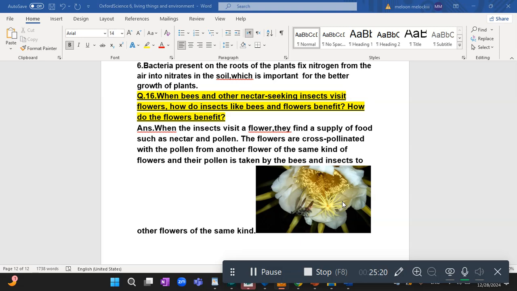Answer. When the insects visit a flower, they find a supply of food such as nectar and pollen. The flowers are cross-pollinated with the pollen from another flower of the same kind, and their pollen is taken by the bees and insects to other flowers of the same kind. It means that the flowers are pollinated by the help of the insects. Insects come to suck up the nectar while they are doing the pollination at the same time. So in this way, the flowers benefit.